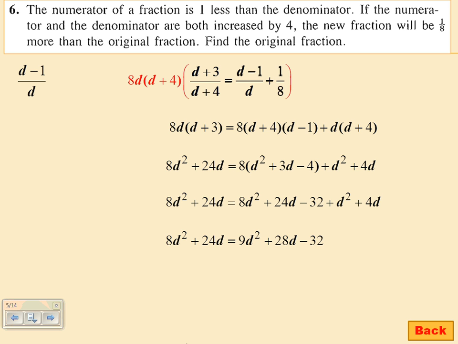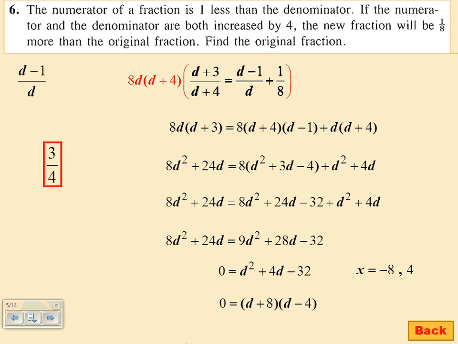I then want to put everything to the right-hand side. So I get 0 equals d squared plus 4d minus 32. I can factor this out. So I get d plus 8 times d minus 4. As a result, d, not x, equals negative 8 and 4. A negative 8 won't work for the fraction. So I plug it back into d minus 1 over d for 4, and my answer is 3/4.